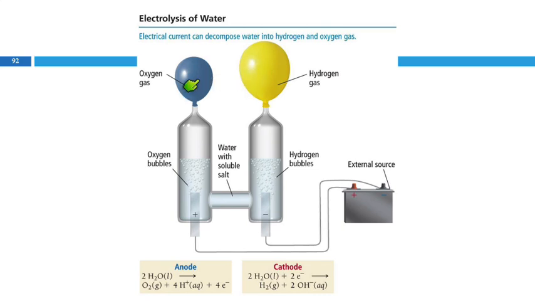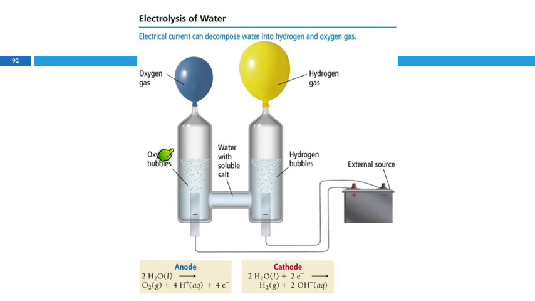And you can collect these gases and measure the relative amounts, and we see that we get twice as much hydrogen as oxygen, which makes sense when we think about the composition of water, right? There's 2 hydrogens for every oxygen. So you're going to generate twice as much hydrogen gas as oxygen gas.